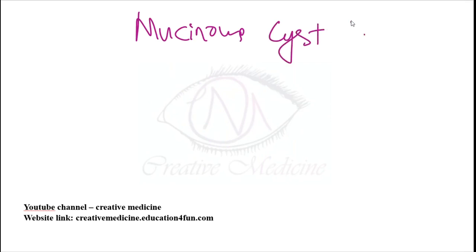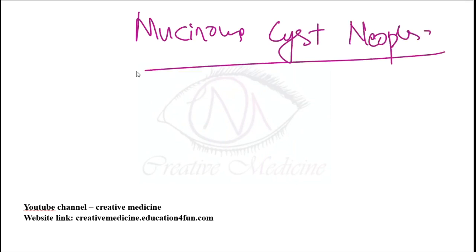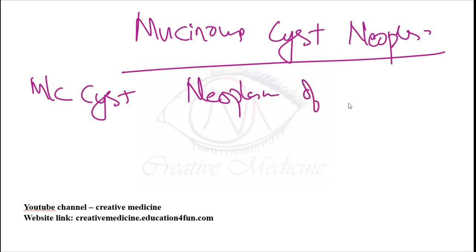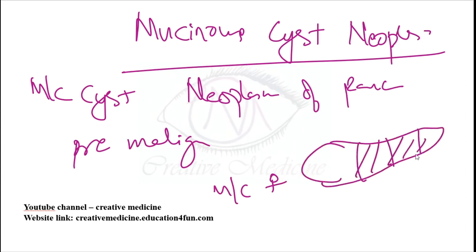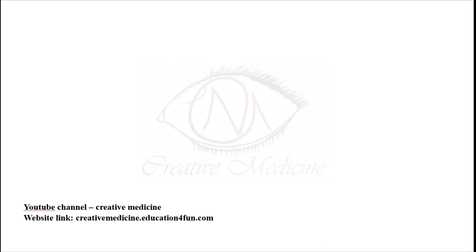Mucinous cystic neoplasm, or mucinous cystadenoma, is the most common cystic neoplasm of the pancreas. This mucinous cystic neoplasm is actually a pre-malignant lesion. It is most commonly seen in females, and the most common site is the body and tail of the pancreas. The pathological feature is a macrocystic appearance, and clinically the patient is symptomatic with vague abdominal pain.